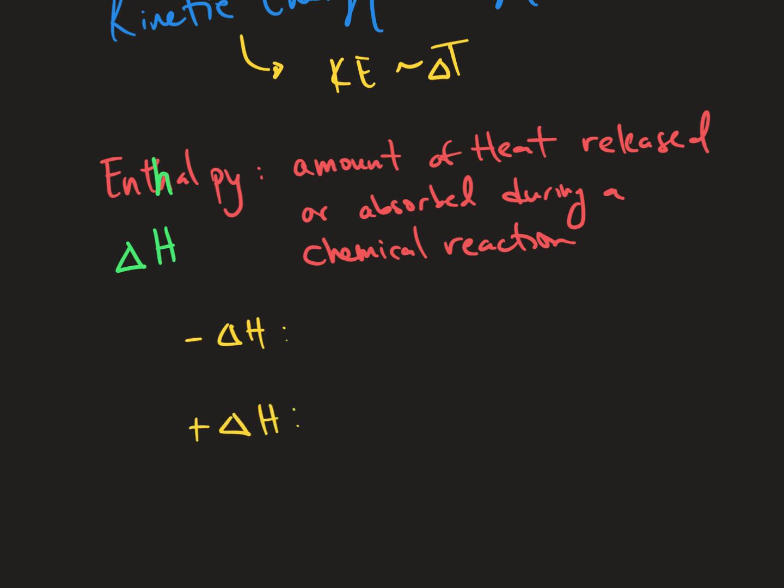Negative delta H is when we release or absorb. What do you think? What makes most sense? Release, because we're losing it, right? We're losing the heat, and so it's a negative change. Does that make sense? So this is a release of heat.